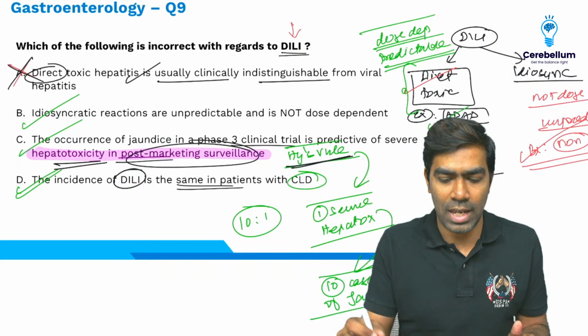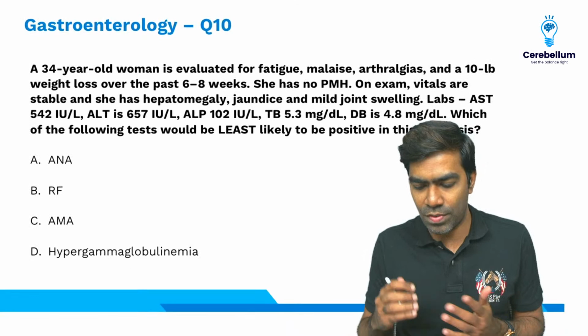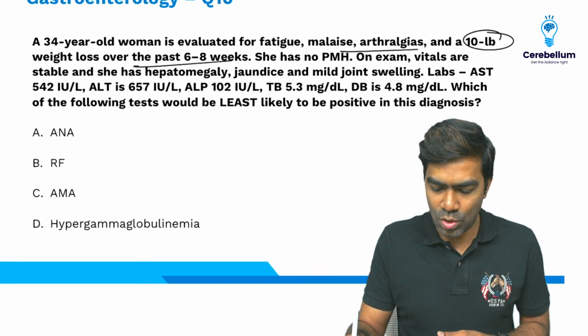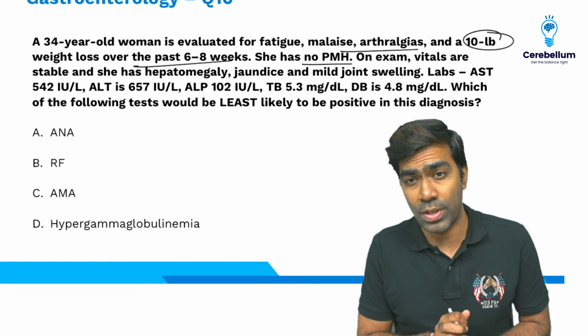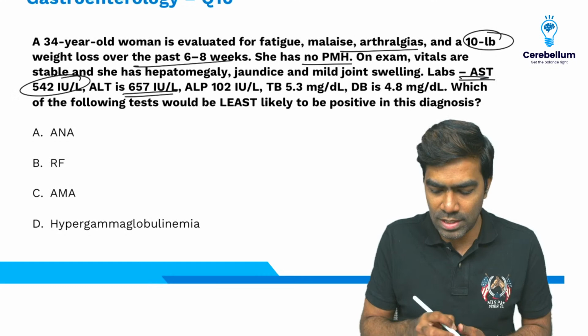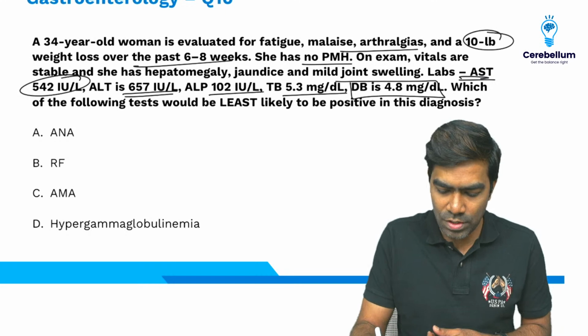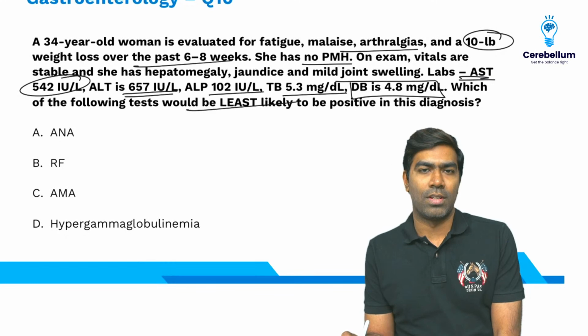Going to the 10th question: a 34-year-old woman is evaluated for fatigue, malaise, arthralgia, and 10-pound weight loss over the past 6 to 8 weeks. She has no past medical history. On examination, vitals are stable and she has hepatomegaly, jaundice, and mild joint swelling. Labs show AST 542, ALT 657, ALP 102. Total bilirubin is 5.3, direct bilirubin is 4.8. Which of the following tests would be least likely to be positive in this diagnosis?